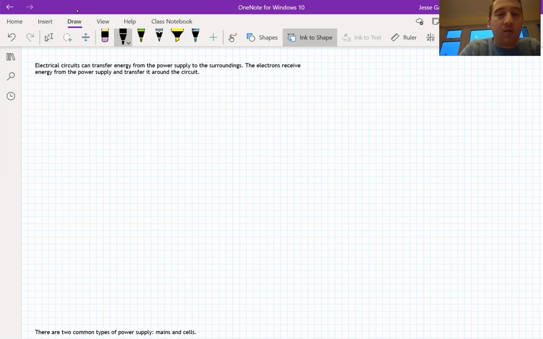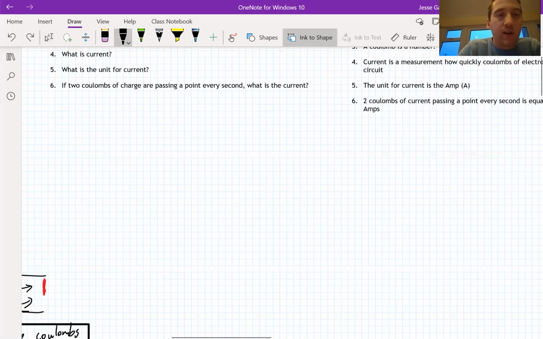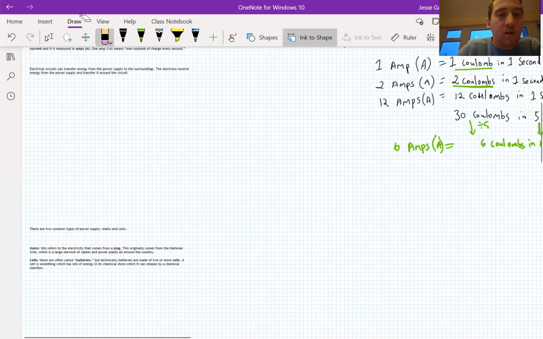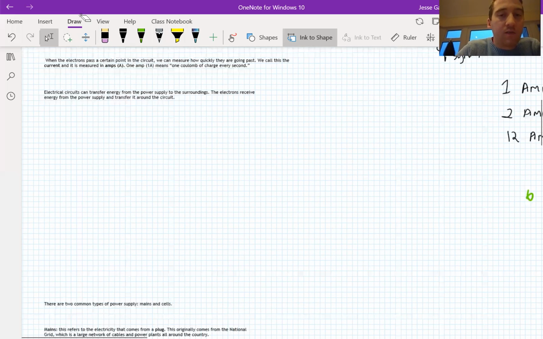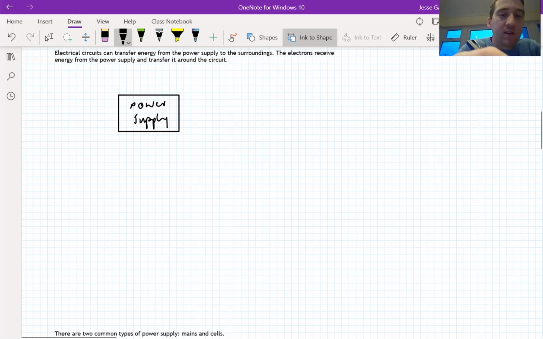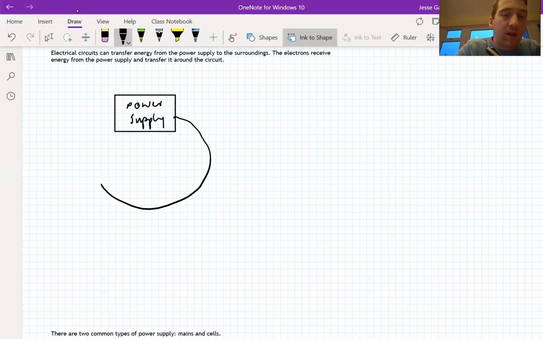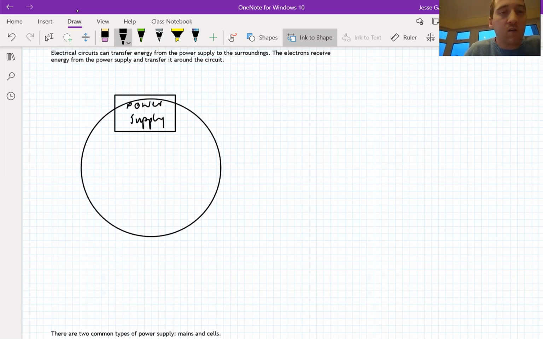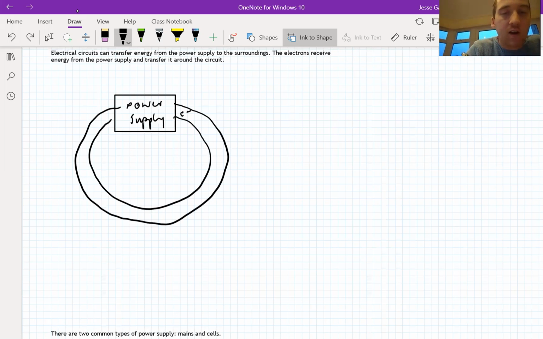So if we draw this diagram again, we have our power supply. I'm just going to make that a bit smaller. I'm going to run out of space here. Okay, apologies about that. Now we have our power supply. The whole idea here is that the power supply, if it's connected around by a wire, means that the current is going to flow. And the reason why the electrons start to flow, we've got our electrons in the wire here.